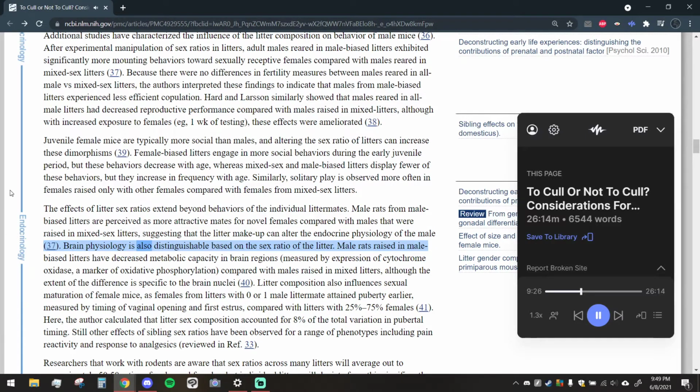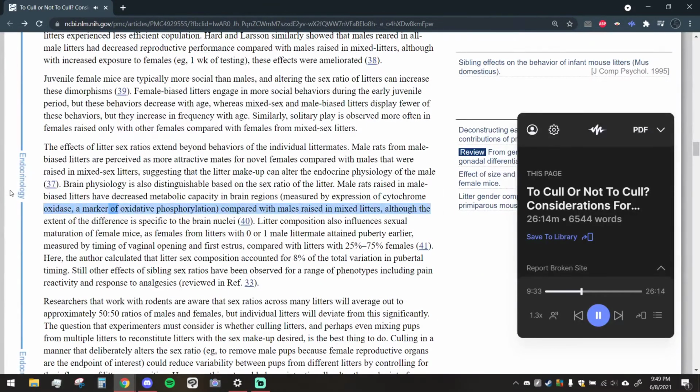Brain physiology is also distinguishable based on the sex ratio of the litter. Male rats raised in male-biased litters have decreased metabolic capacity in brain regions, measured by expression of cytochrome oxidase, a marker of oxidative phosphorylation, compared with males raised in mixed litters, although the extent of the difference is specific to the brain nuclei. 40.